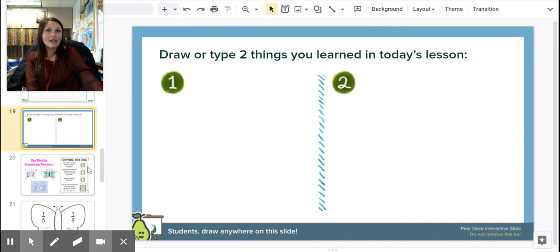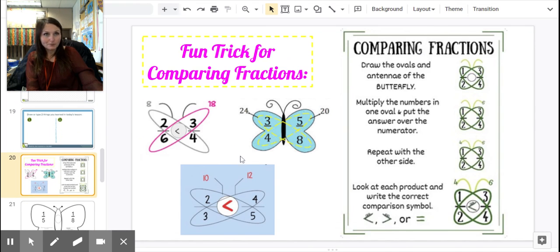And if you would like, here is a special little trick that you can use, which is the butterfly effect. You can multiply across, the numerator times the denominator, and then this numerator times the denominator. It's like 2 times 4 is 8, 3 times 6 is 18. 18 is bigger than 8, so you know that 3/4 is bigger than 2/6. So it's just a little trick. If this is confusing to you, don't worry about it. This is definitely something you'll probably learn in a later grade.